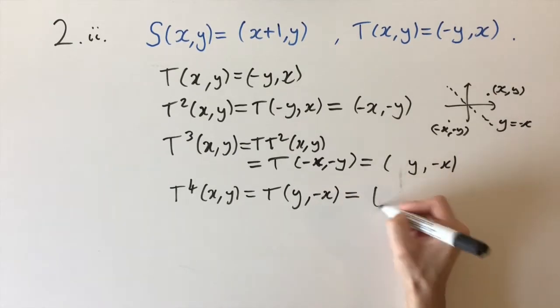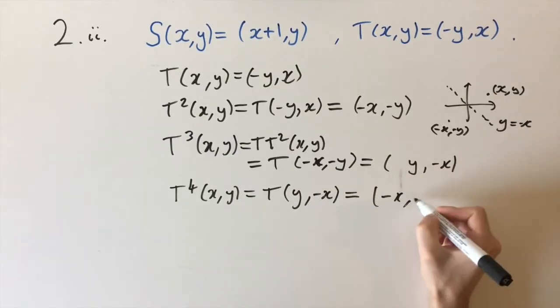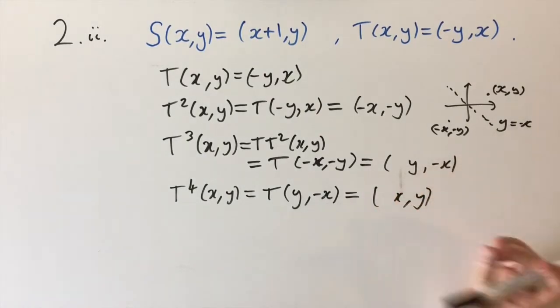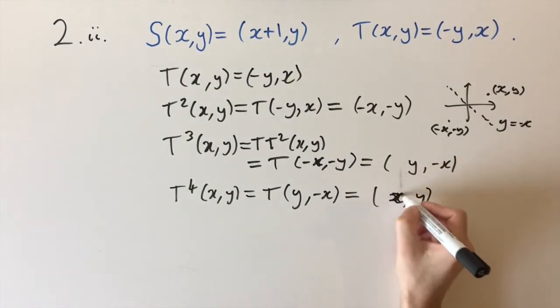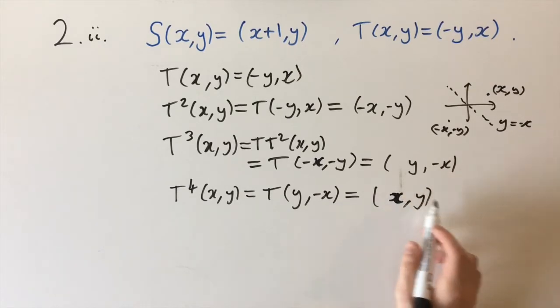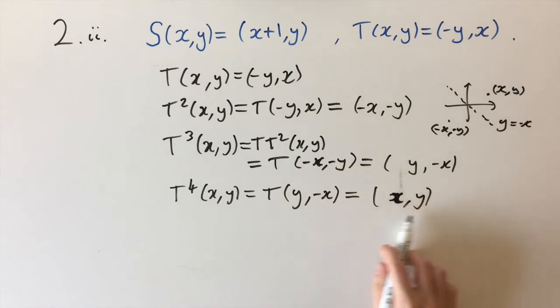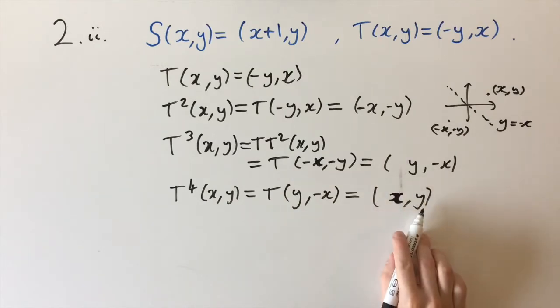And again, remember the rule: swap the coordinates, apply the minus sign to the first coordinate. So we need to remove this minus sign. And we now are back to xy. And this is what we wanted to arrive at. So we've got t to the power of 4 of xy equals xy for all coordinate pairs.